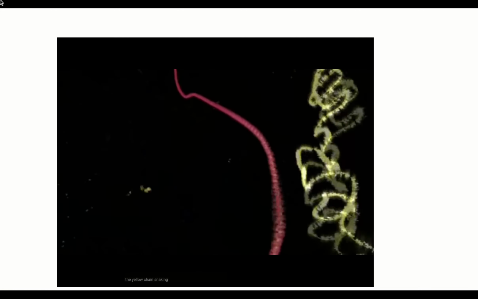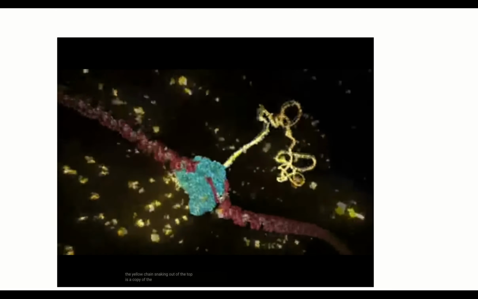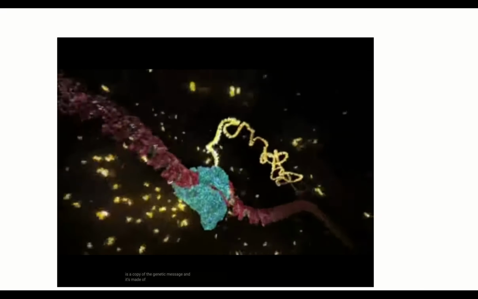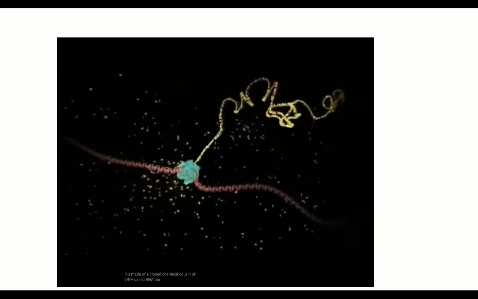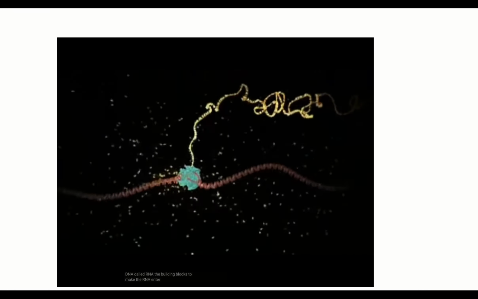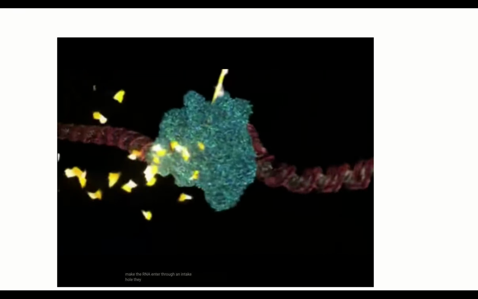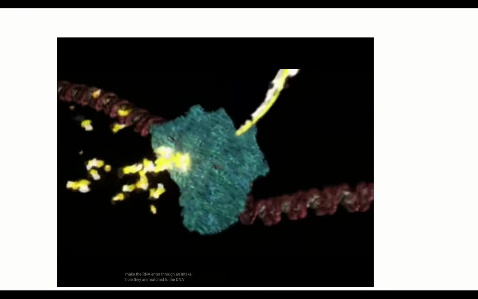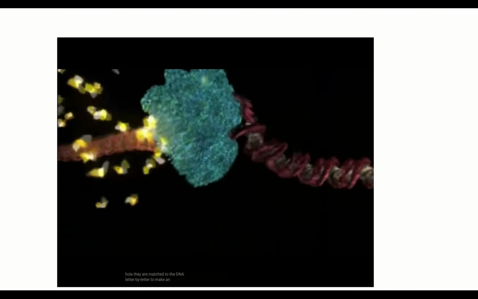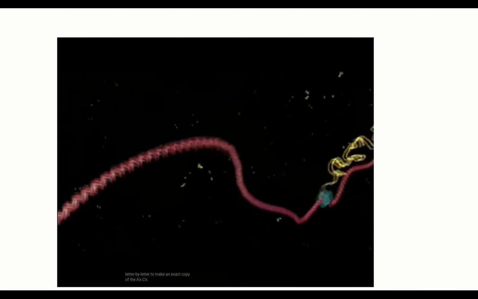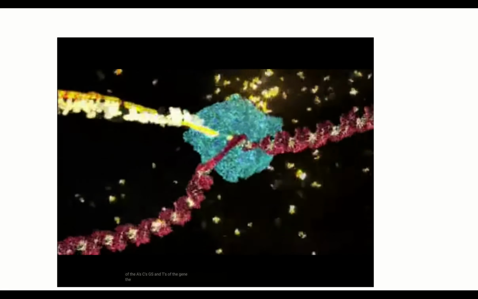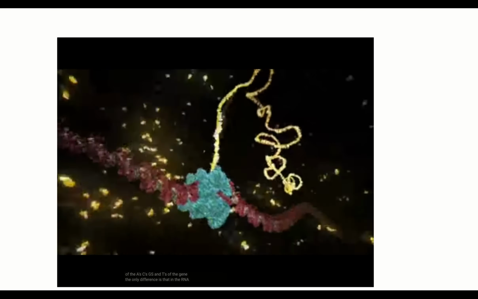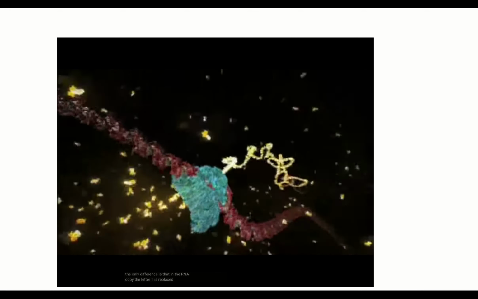The yellow chain snaking out of the top is a copy of the genetic message, and it's made of a close chemical cousin of DNA called RNA. The building blocks to make the RNA enter through an intake hole. They are matched to the DNA, letter by letter, to make an exact copy of the A's, C's, G's, and T's of the gene. The only difference is that in the RNA copy, the letter T is replaced with a closely related nucleic acid known as U.